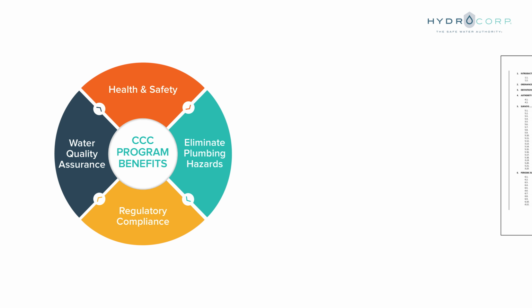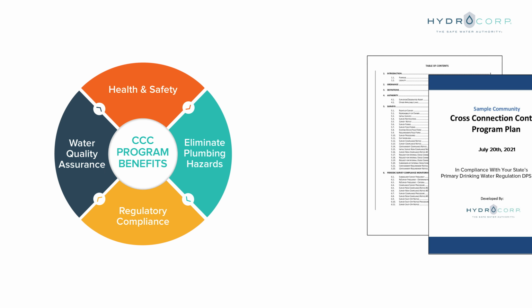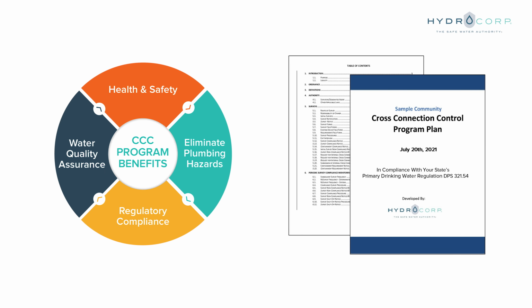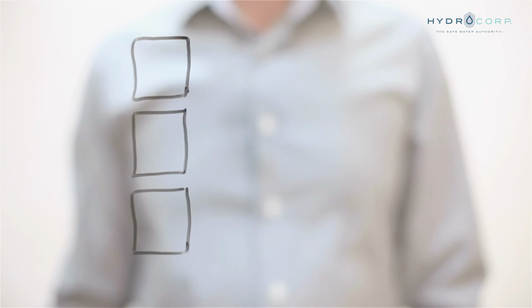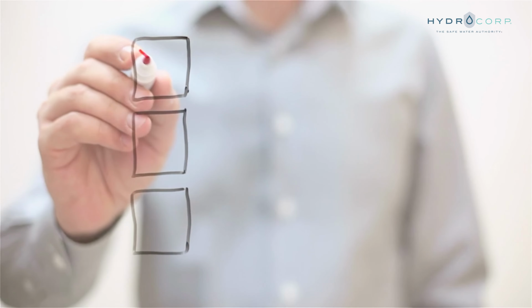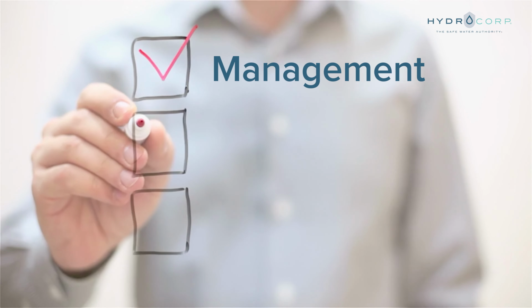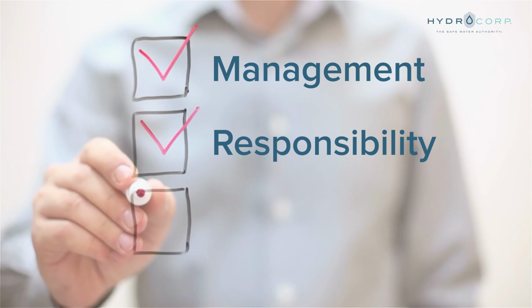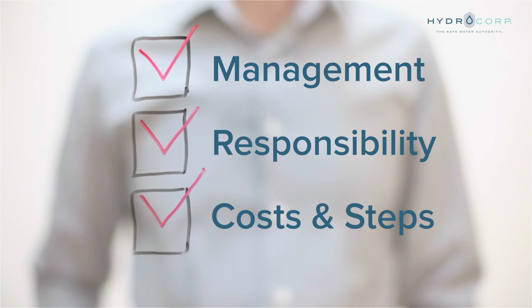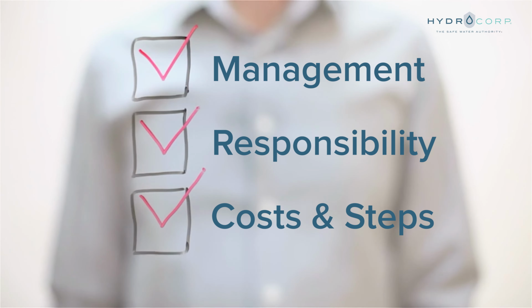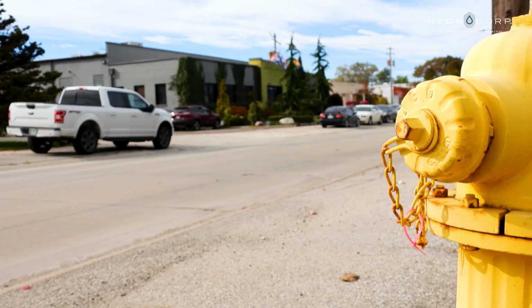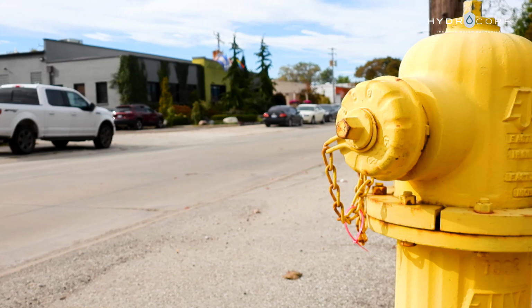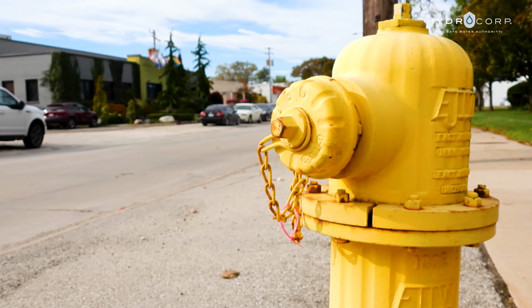The first step is to develop a comprehensive cross-connection control plan. This plan should be developed by your utility staff and an experienced and certified backflow prevention specialist. The CCC plan will outline how your CCC program will be managed, who is responsible, the costs, and the annual steps that will be taken to manage the safety of your drinking water. Your community's ordinance or bylaws may also need to be updated to enforce this new program.